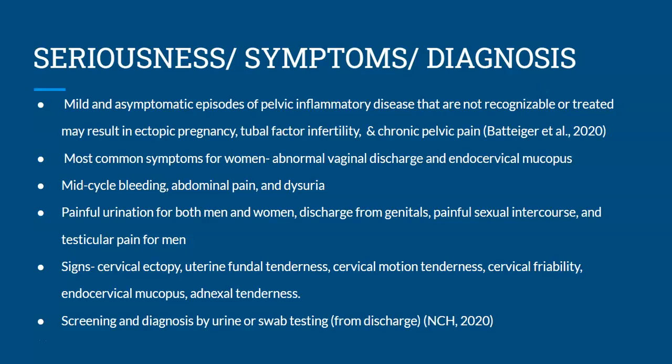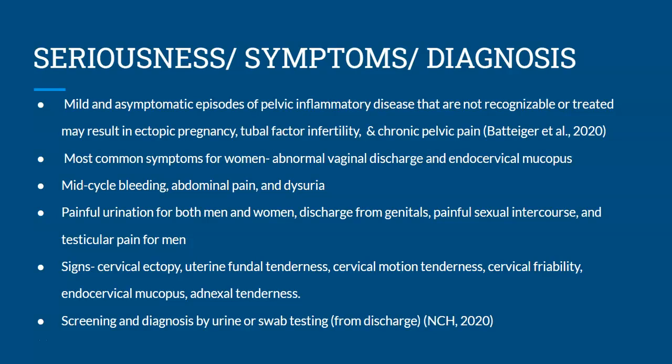So the seriousness, the symptoms, and the diagnosis for Chlamydia trachomatis. Mild and asymptomatic episodes of pelvic inflammatory disease that are not recognized or treated may result in ectopic pregnancy, tubal factor infertility, and chronic pelvic pain. The most common symptoms for women are usually abnormal vaginal discharge and endocervical mucus.